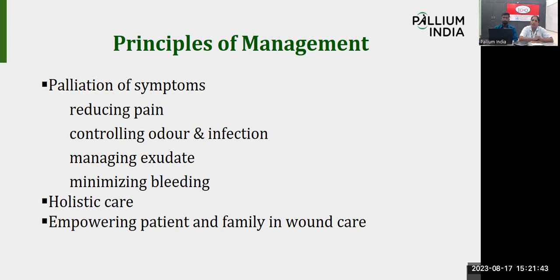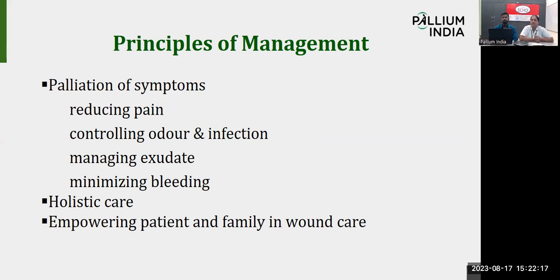Then control the odor and infection. How can we control the odor and infection? In the earlier class we have discussed it, right? So for pain, we can give analgesics, and to some extent we can decrease the pain, right? And how to control odor and infection was already discussed in the previous session. Can anyone tell? You can use the chat box.